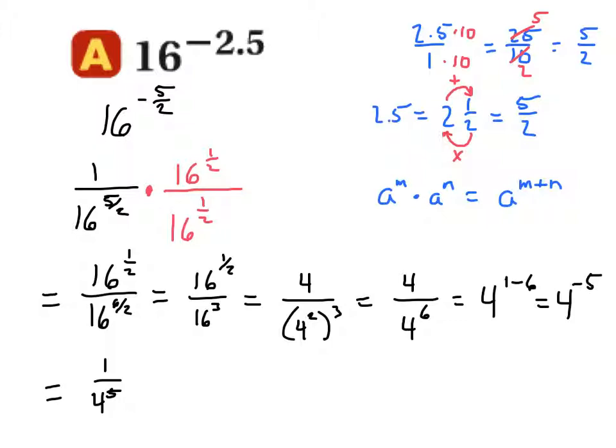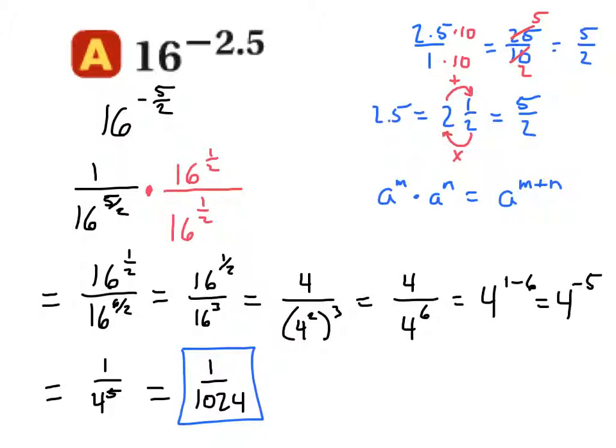All right, we've got it all down to the bottom, except is this 4 to the 5th on our roots chart? Yes, so therefore I actually want you to evaluate it. What is 4 to the 5th power? 1024. That is the answer. That is the simplified answer. If you have 16 to the negative 2.5 power, that is equal to 1 over 1024.